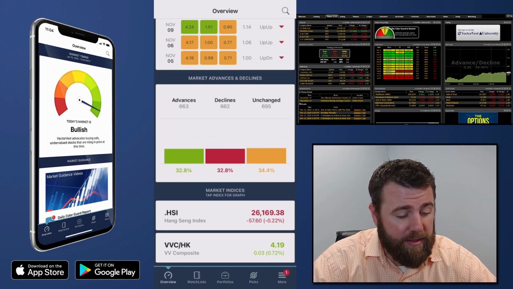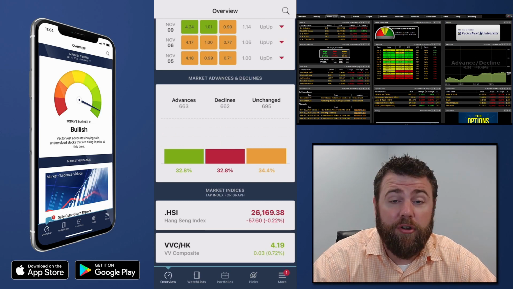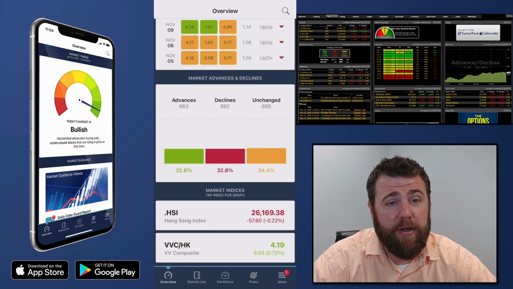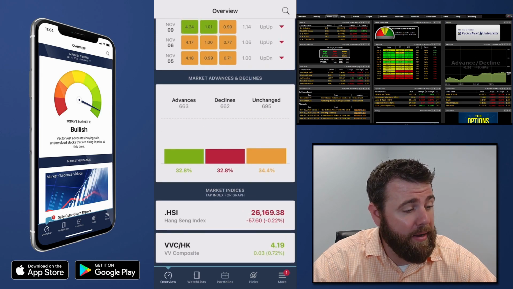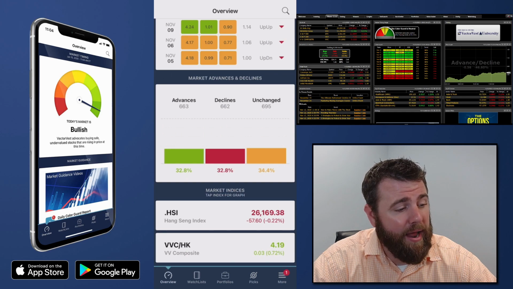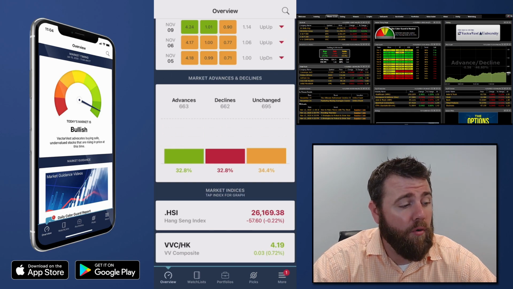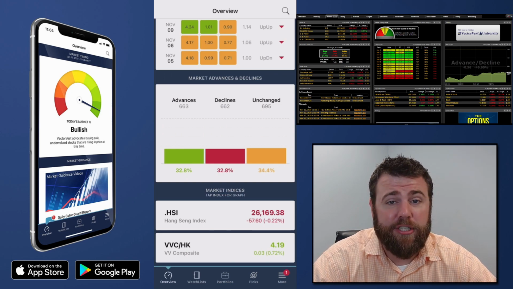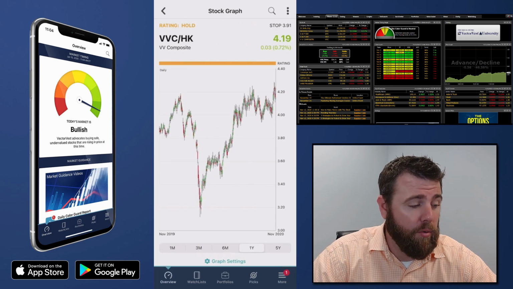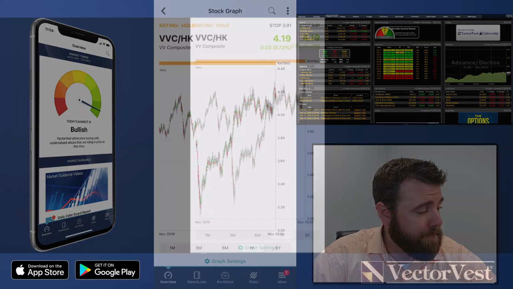Looking at the advance-declines, essentially it's a tie, 32.8% to 32.8%. And looking at the major indices, the HSI, the Hang Seng, down about 0.2%, where the overall VectorVest composite here is actually up about 0.75% so far. We zoom into the graph here.